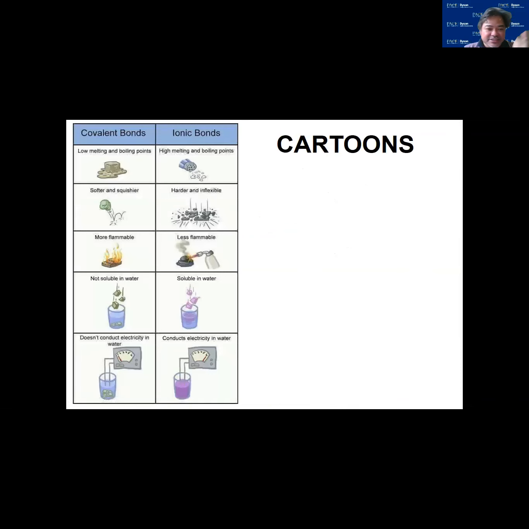And then this is a simple one. I got this from the pictorial analogy book. So how they differentiate the two bonds, covalent and ionic bonds. So in terms of properties: low melting point and boiling point, high melting point and boiling point, softer and squishier, harder and inflexible, more flammable for covalent bond, less flammable here, not soluble in water, soluble in water, and last, conducts electricity in water.